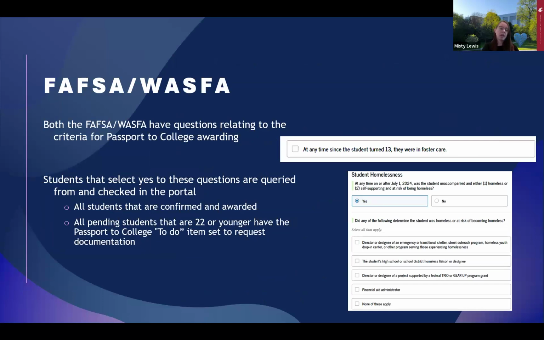So on the FAFSA and WSFA, they both have questions relating to the Passport to College awarding criteria. Students that select yes to these questions are queried from and then checked in the portal. So if they selected yes, we run all of the names through the portal. If they're confirmed, they're awarded. There is no further documentation needed. If they are pending and under 22, then we set that HY checklist and request the documentation or permissions, so that way we can move forward with the awarding process. And we do this typically in about March, so that way students that are in high school still have access to those counselors.